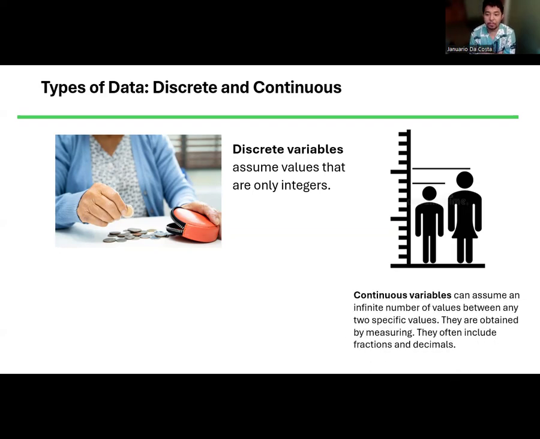A continuous variable can assume an infinite number of values between any two specific values. They are obtained by measuring. They often include fractions and decimals. Okay, that's a continuous variable.